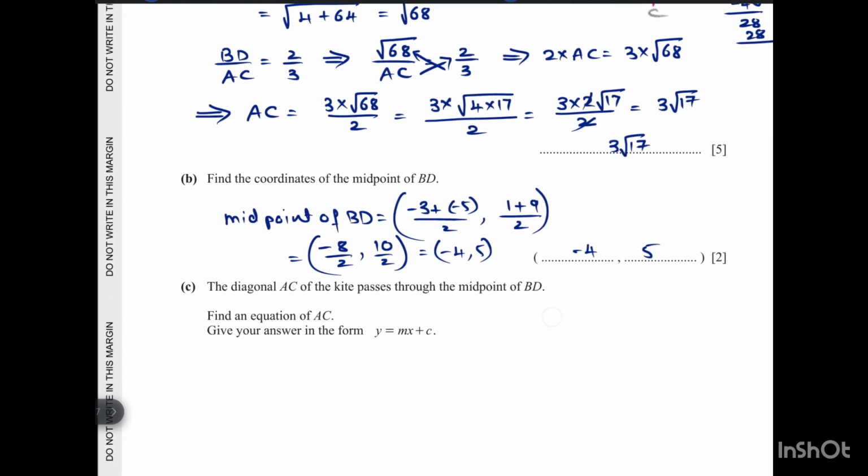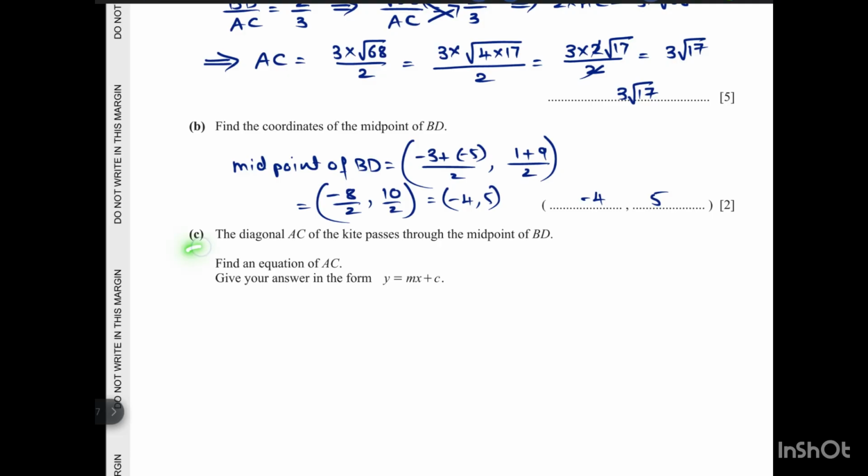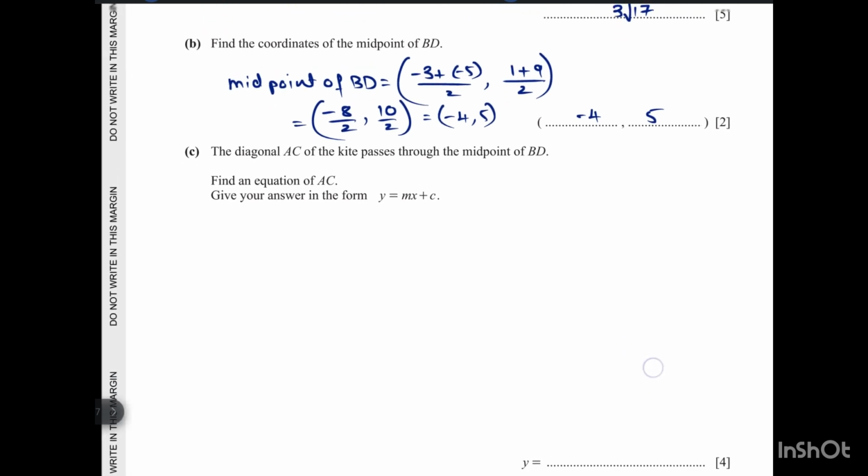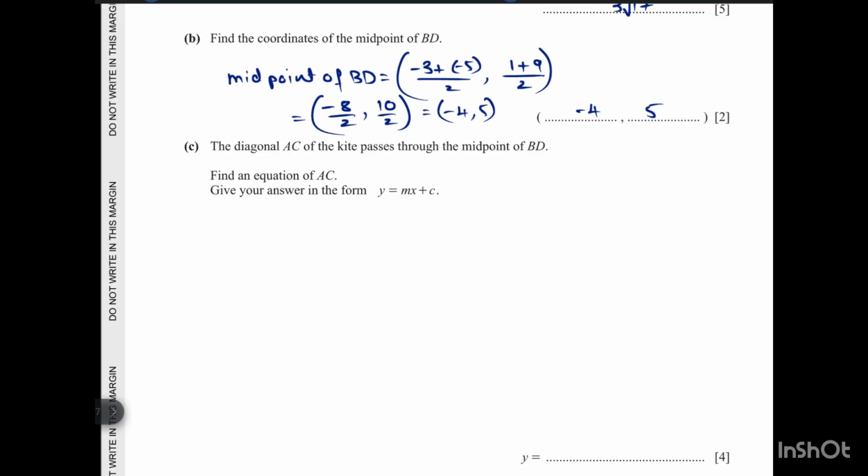Question C. The diagonal AC of the kite passes through the midpoint of BD. Find an equation of AC. Give your answer in the form y is equal to mx plus c. Now whenever you are writing an equation for a straight line, you need the gradient. And now BD is perpendicular to AC. So find out the m, the slope of BD. What is the slope of BD?